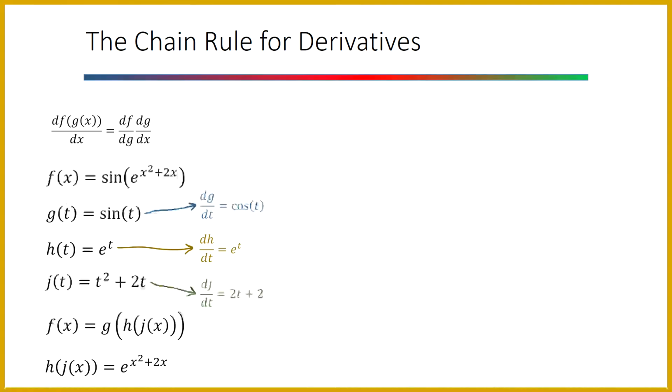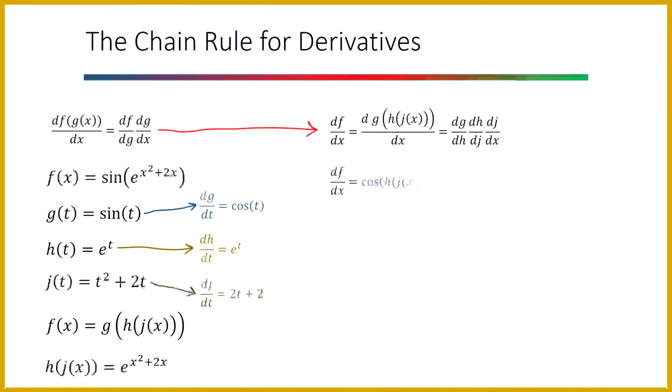Alright, now let's apply our chain rule. We know that f of x equals g of h of j of x. So here we have a function of a function of a function. So we can write that df/dx equals the derivative of g of h of j of x with respect to x. And our chain rule tells us that this derivative should be equal to the derivative of g with respect to h times the derivative of h with respect to j times the derivative of j with respect to x. And we can take the derivatives that we already calculated and plug them into this equation, keeping in mind that our derivative is dg/dh instead of dg/dt, and dh/dj instead of dh/dt.